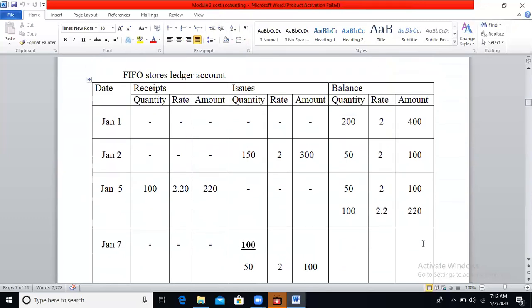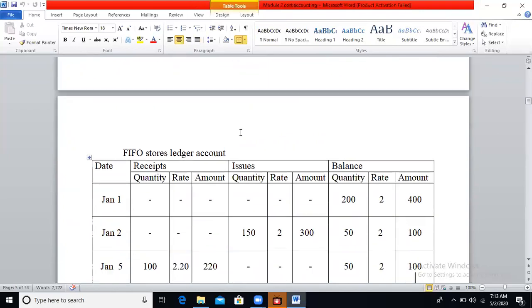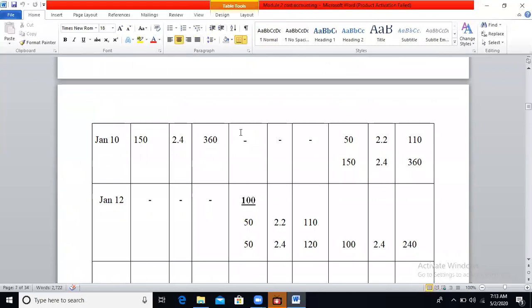Then the next transaction will be January 12th. We are making the issue of 100 pieces. So how will you issue these? The first units will be considered. First, you have to issue these 50 units at rupees 2.2. You will get 110, and I still want 50 units to issue.